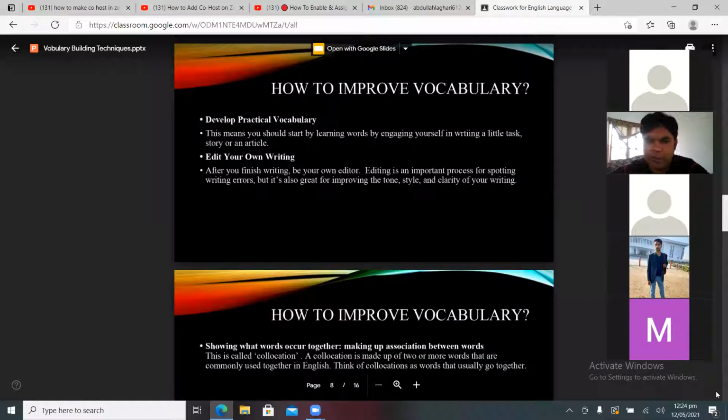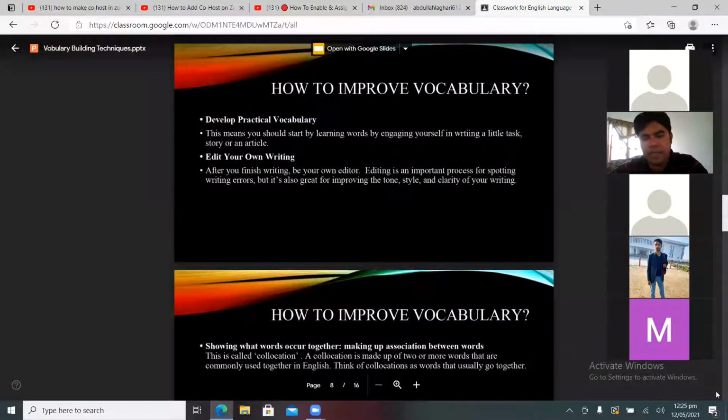Develop practical vocabulary. What do you mean by practical? This means you should start by learning words by engaging yourself in writing a little task, story, or an article. It can be writing and it can be speaking also. And then edit your own writing. Another technique is, after you finish writing, be your own editor. Once you're done with the written task, go through it on your own.